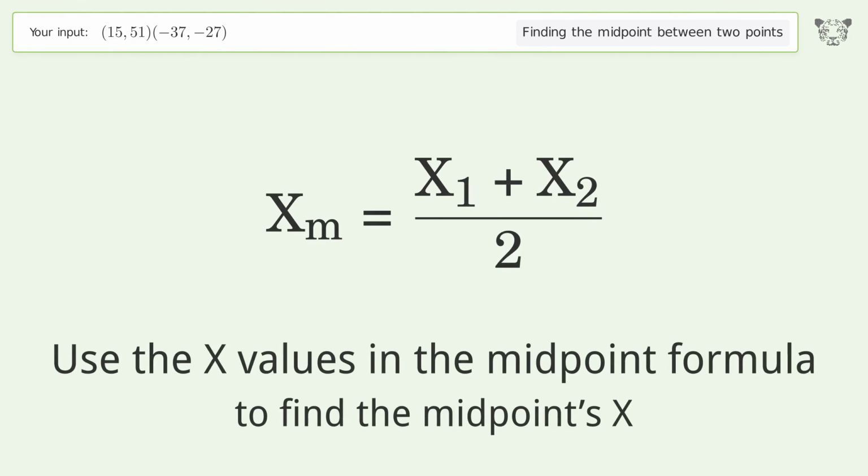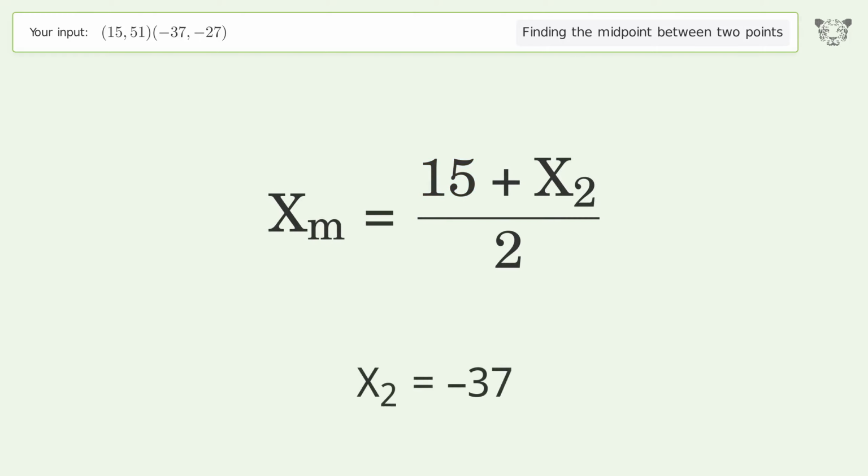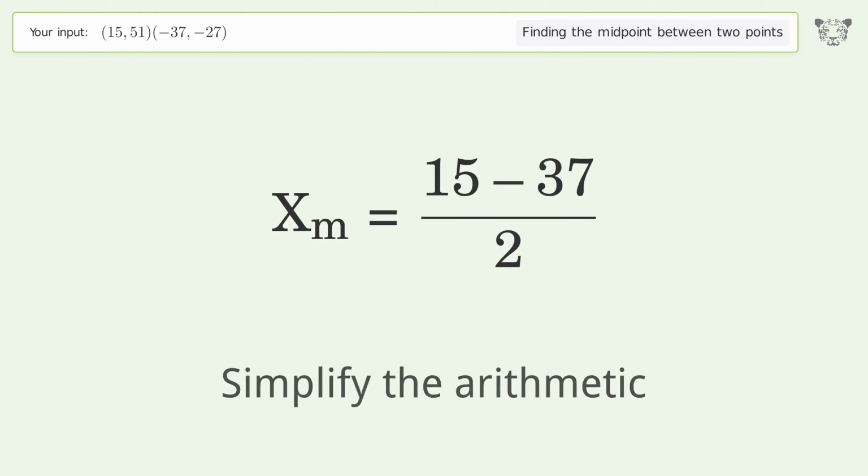Use the x values in the midpoint formula to find the midpoint's x. x1 equals 15. x2 equals negative 37. Simplify the arithmetic.